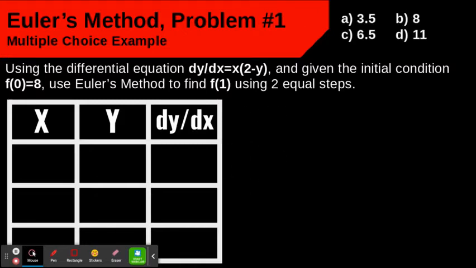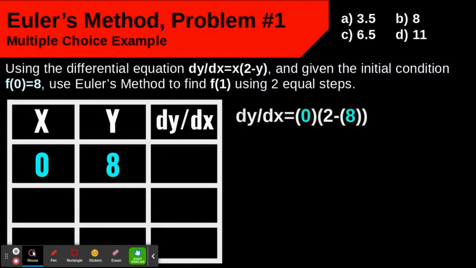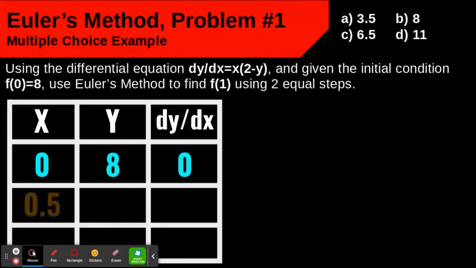Our first step is to put our initial conditions into the table, x equals 0 and y equals 8. Our next step is to solve for the differential equation at our initial position by plugging 0 and 8 into the differential equation. This equals 0. Next, we need to make our first x step. We are trying to get from 0 to 1 using two equal steps, so each step will be 1/2.